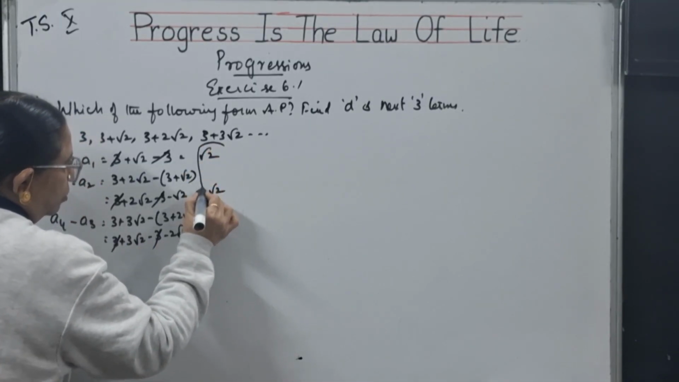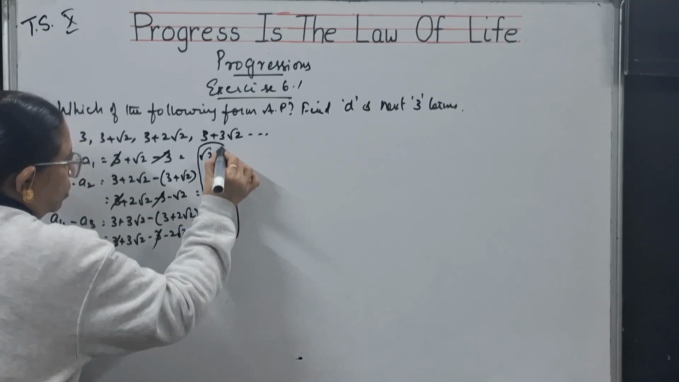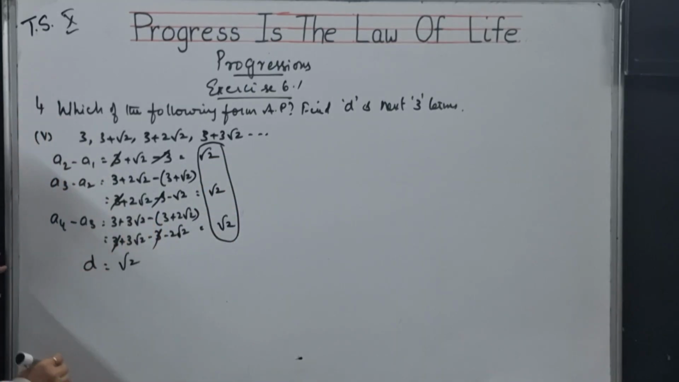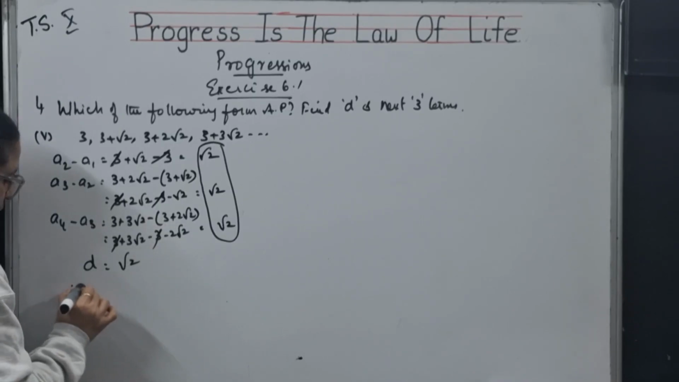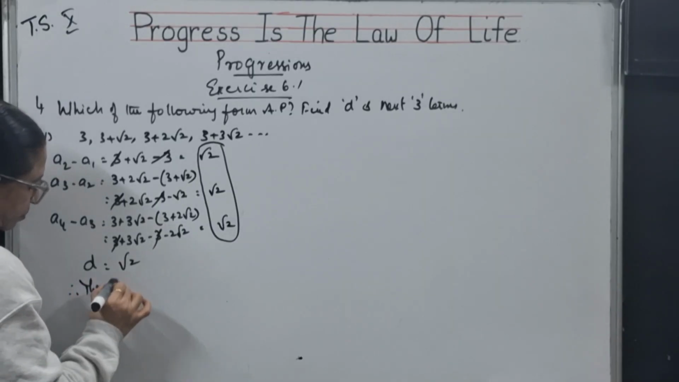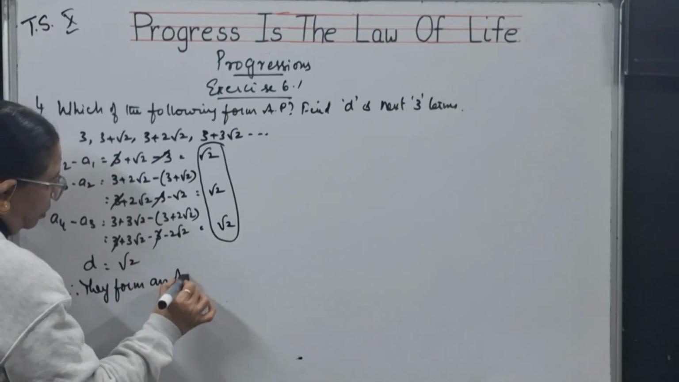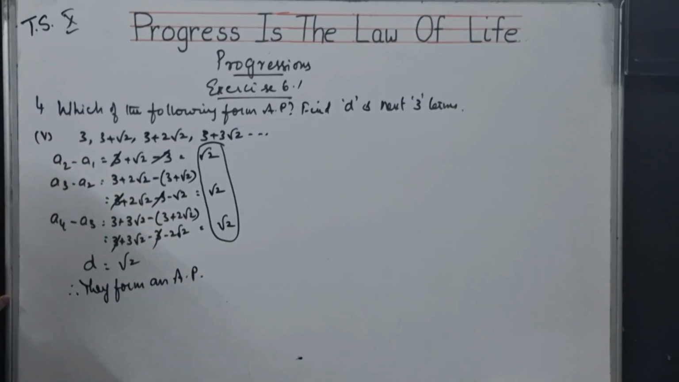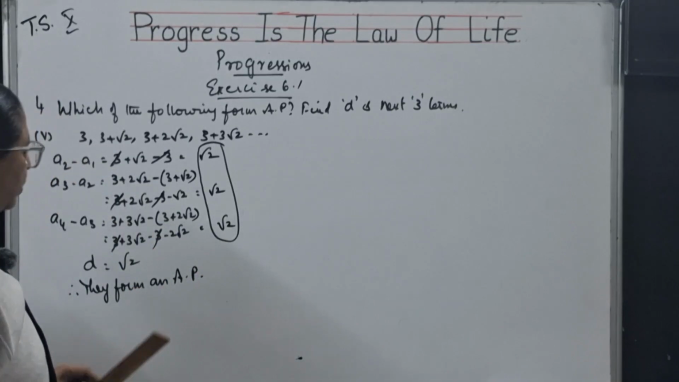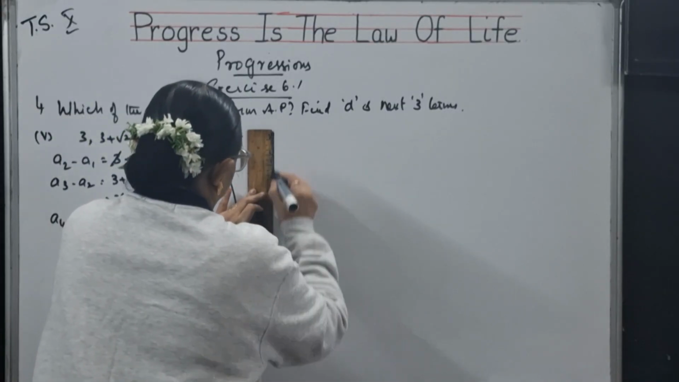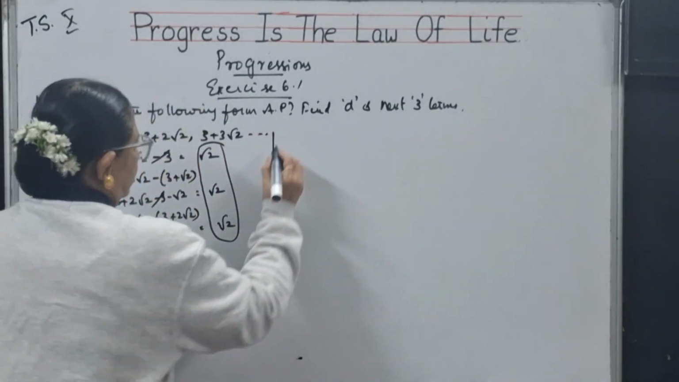See, all of them are having root 2. That means common difference is root 2. Since common difference is root 2, they form an AP. So the given sequence is in the form of AP only. So after finding out common difference for this AP, now the question is find next three terms.